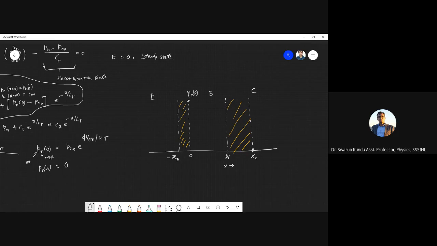Now with this boundary condition, if you solve, you will get a big equation. I will refer to this in the book, and I will ask you to solve this. I will not do it in the class. It will be a big mathematical solution. I request all of you to try this solution.